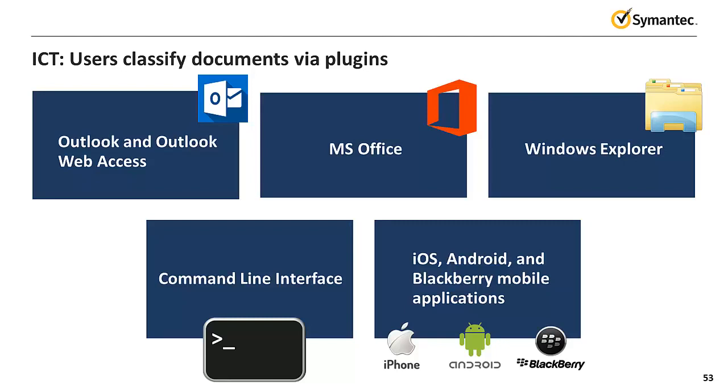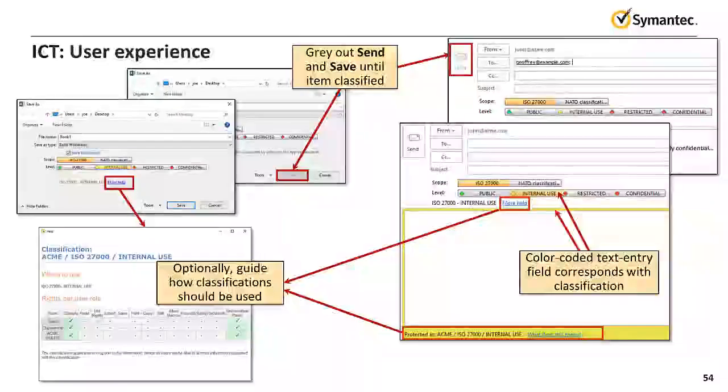When a Symantec DLP administrator adds these tags and watermarks to detection rules, DLP can read them and take defined response actions. This figure shown here shows an overview of the ICT user experience. When ICT is deployed locally, users are prompted to classify their documents before they can send or save. Optionally, administrators can also include links to guides to help users classify their content correctly.